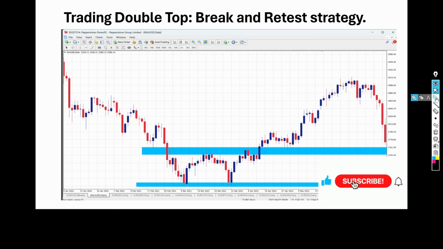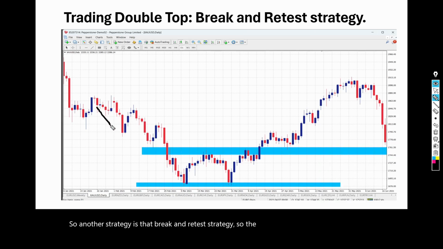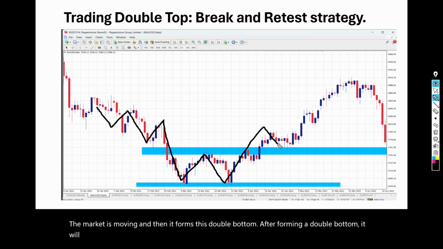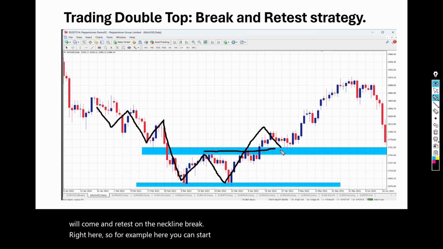So another strategy is the break and retest strategy. The break and retest strategy is whereby the market is moving, and then it forms this double bottom. After forming a double bottom, it will come and retest the neckline break right here. So for example, here you can see that it made a retest on this neckline break.